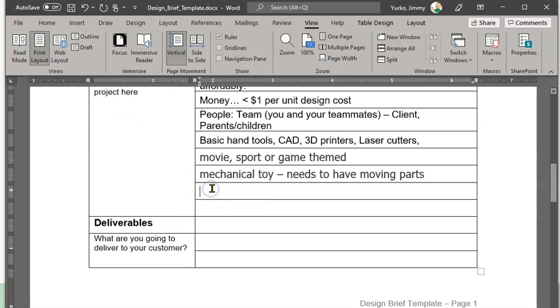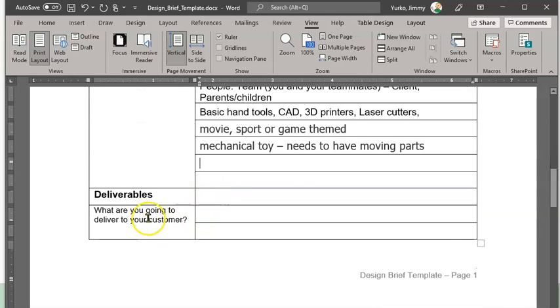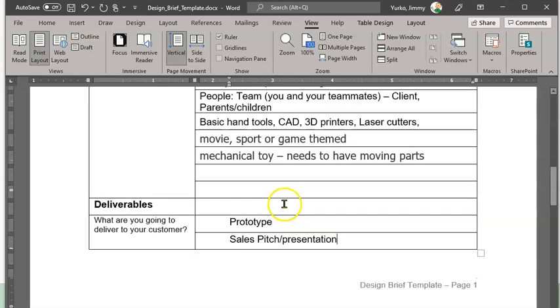So what about the deliverables? Okay. So what we're going to deliver to our customer, we're going to need to provide them with a prototype. And we need to provide them with a sales pitch or presentation. And that's your design brief.